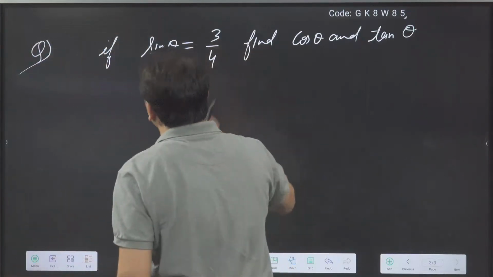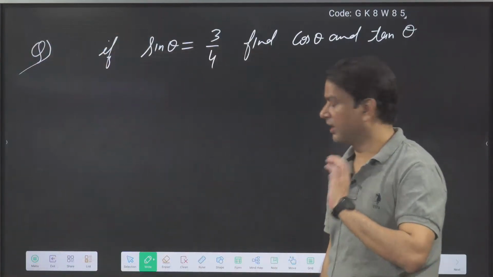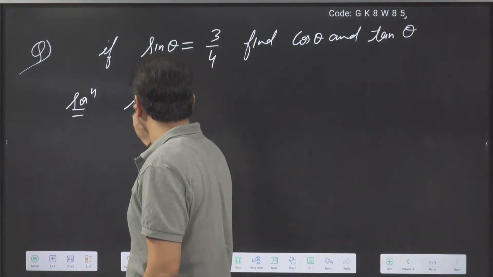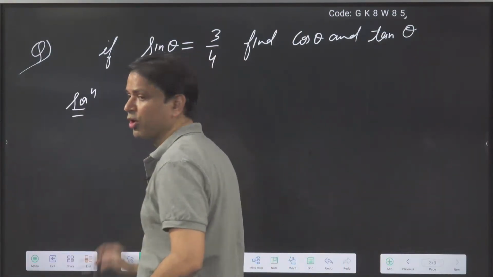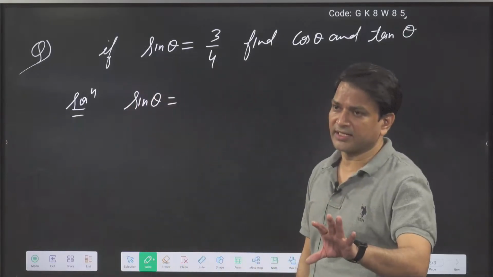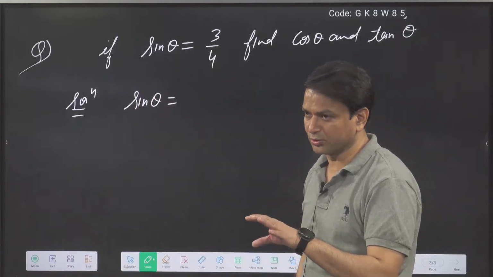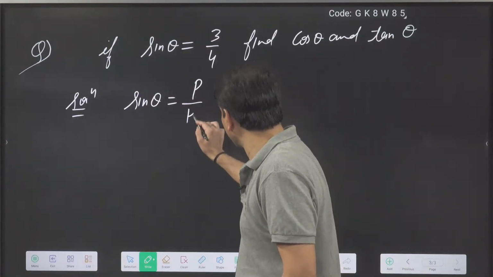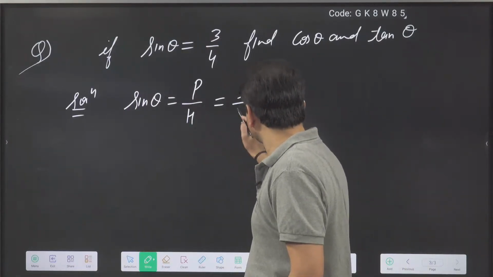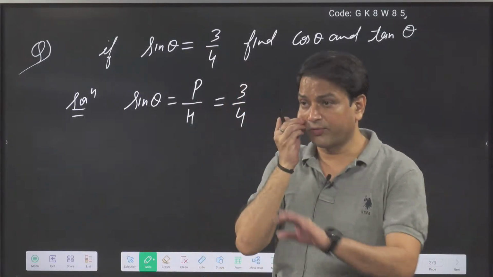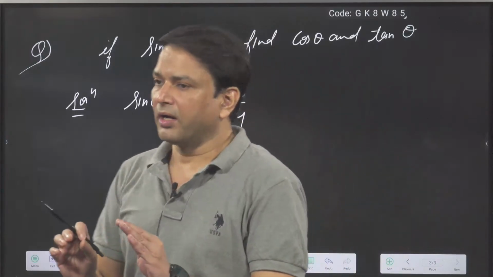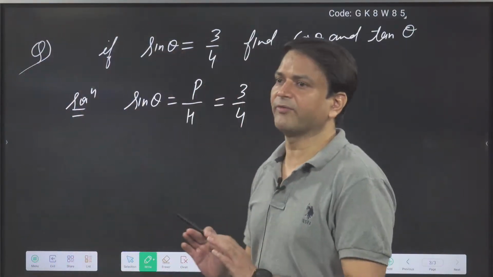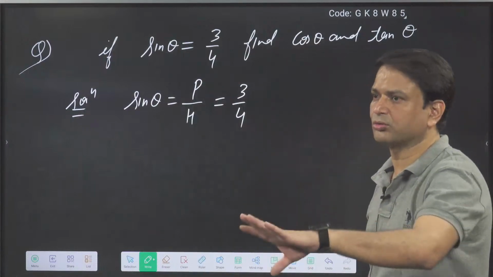Okay, now two ways are there. First, sine theta I have given. What is the formula of sine theta? I said sine theta is perpendicular upon hypotenuse. Okay, I am using that formula. What did I give for sine theta? 3/4. Okay, now first listen. When I say ratio, the P/H ratio is 3/4. P upon H is equal to 3/4.